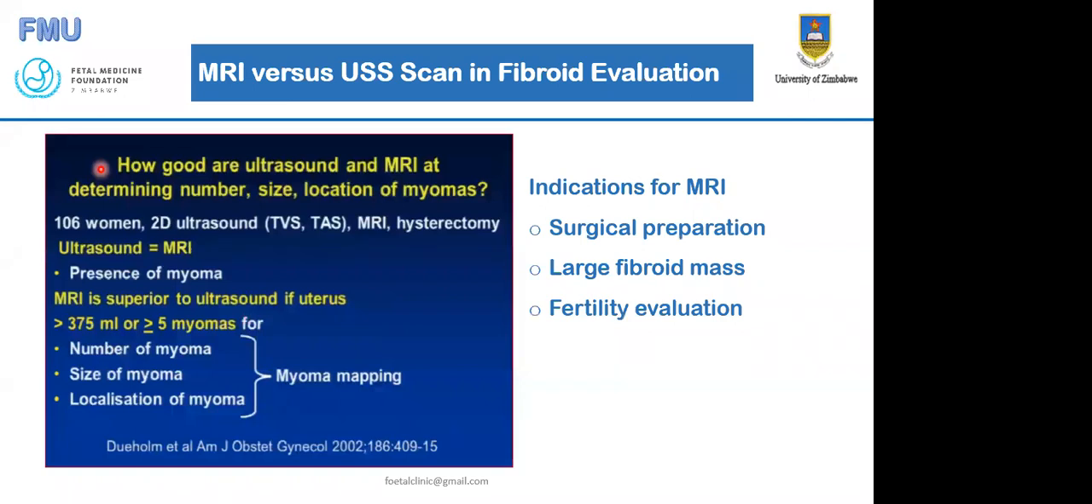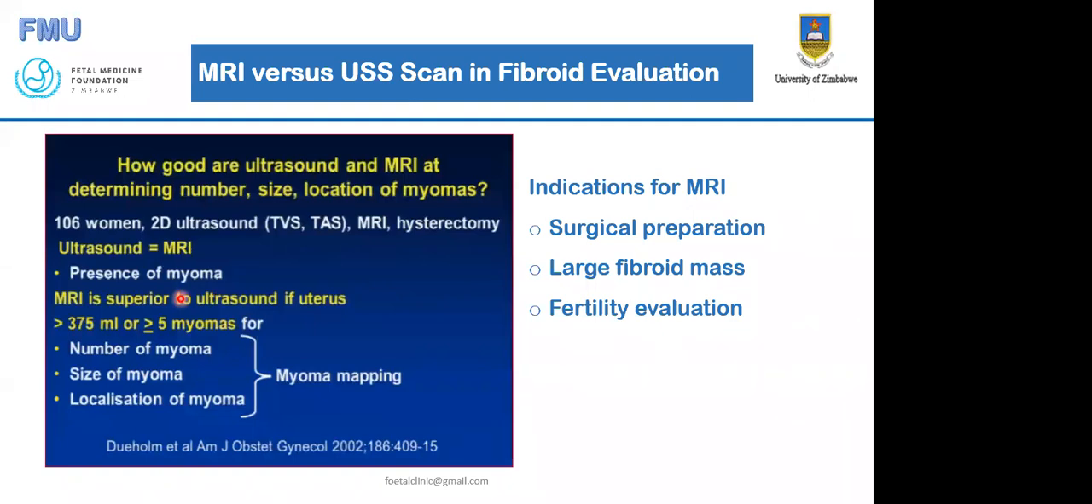Then the MRI versus ultrasound in fibroid evaluation. You may wonder and say, when is MRI better? Of course, MRI and ultrasound have been compared before by Dueholm. And they showed that MRI is equal to ultrasound scan in terms of diagnosing that they are indeed fibroids. If you want to know, are they fibroids or not, both MRI and ultrasound scan perform the same. But MRI will become superior if the uterus is big or there are multiple fibroids.